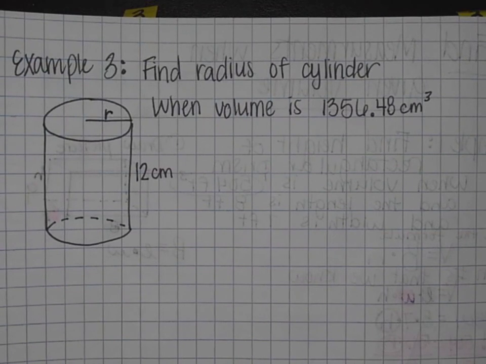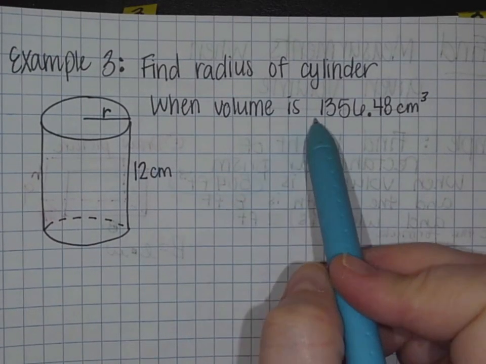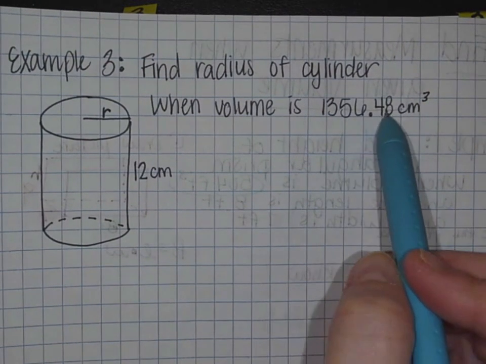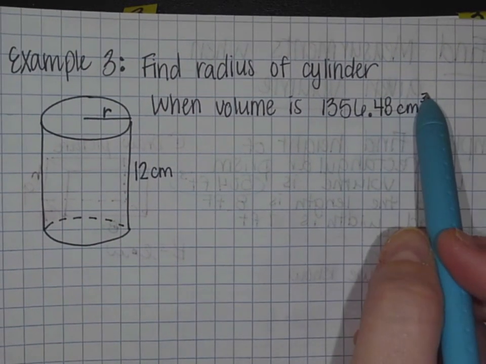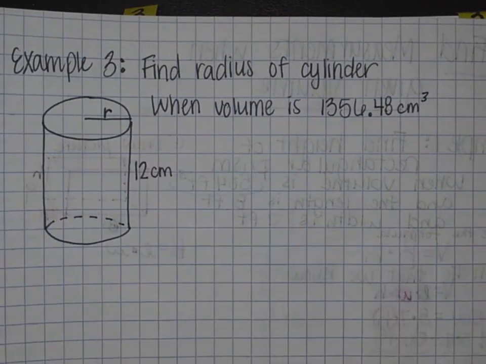Okay, so hopefully you did well on the assignment, or if you choose to do the assignment in a minute, that's fine too. So find the radius of a cylinder when the volume is 1,356.48 centimeters cubed. So this one we're given the height, and now we're finding the radius.